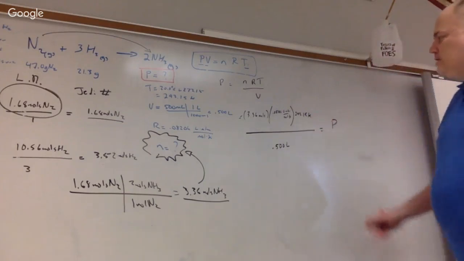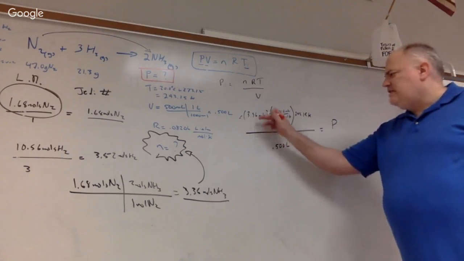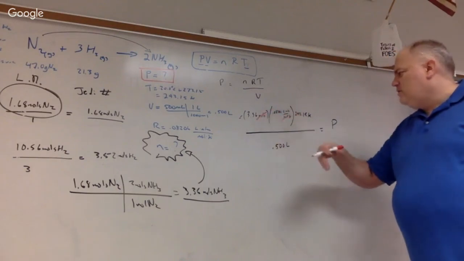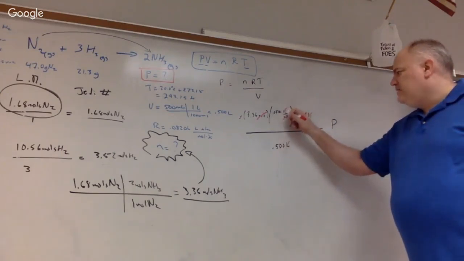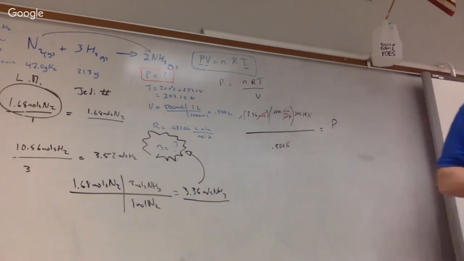I don't know. So in this case right here, let's just get to canceling units. I'm going to go moles, I'm going to go K over K, and I'm going to go L over L. And if I'm not mistaken, wouldn't that leave us with atm?